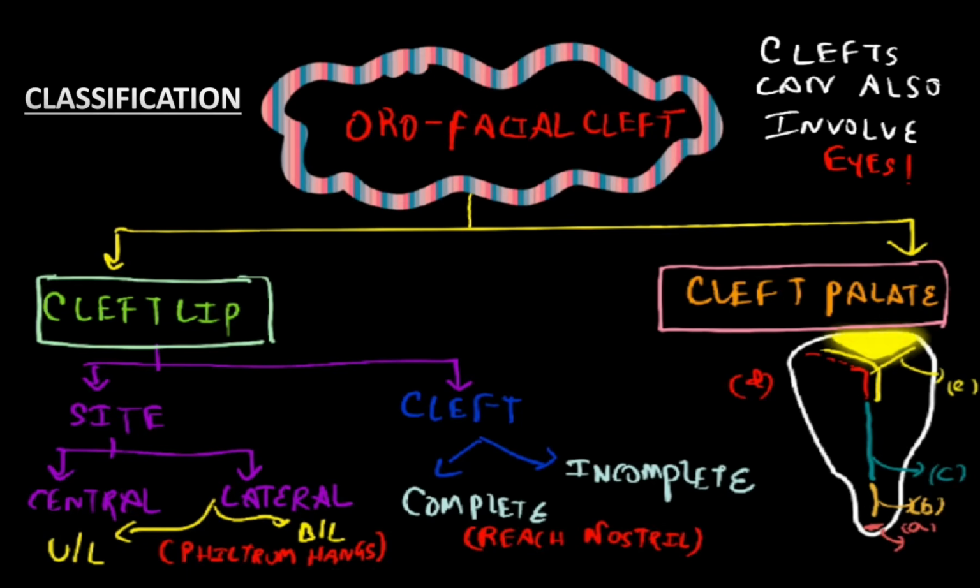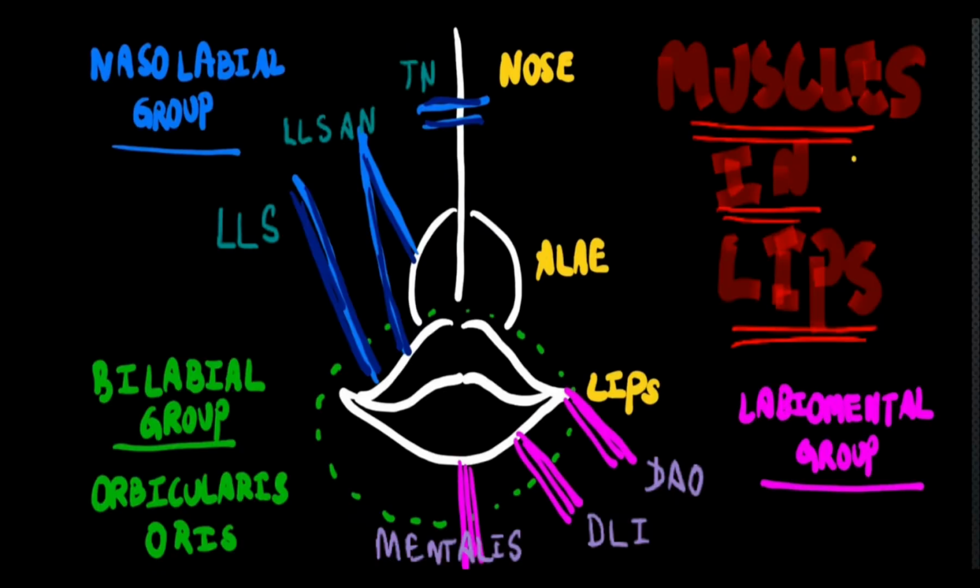Under orofacial cleft, we have cleft lip and cleft palate. In cleft lip, we can say based on the site it is central or lateral, and based on its extension to the nostrils it is complete or incomplete. Coming to cleft palate, we have some other classification which we'll see in later slides.